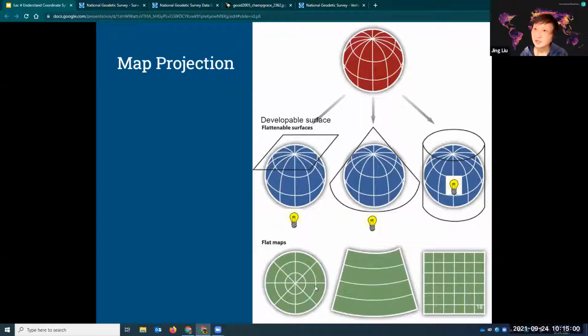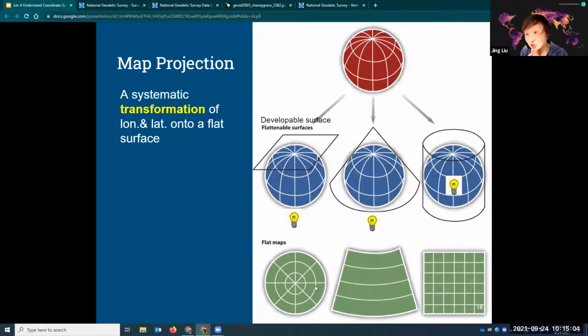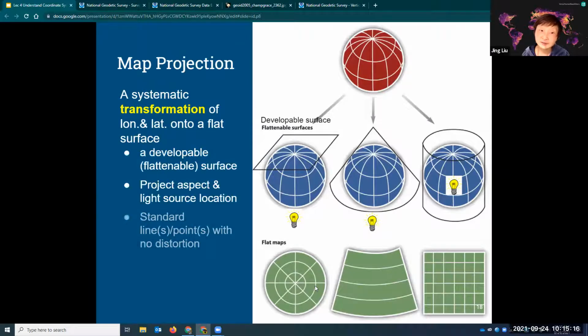Okay, map projection is a systematic transformation to convert the 3D globe, or your 3D measurement of longitude and latitude, into a flattening surface. Okay, so here you need to consider 4 things. First, you need to consider a so-called developable surface or flattenable surface.